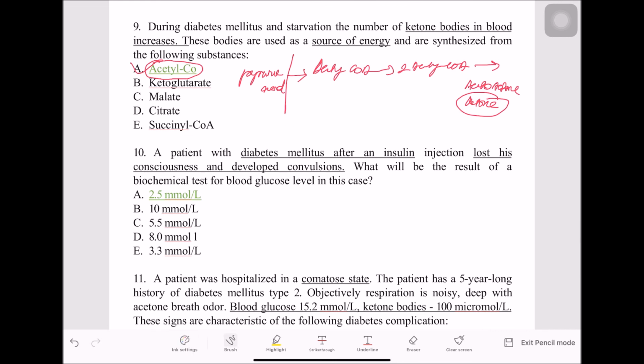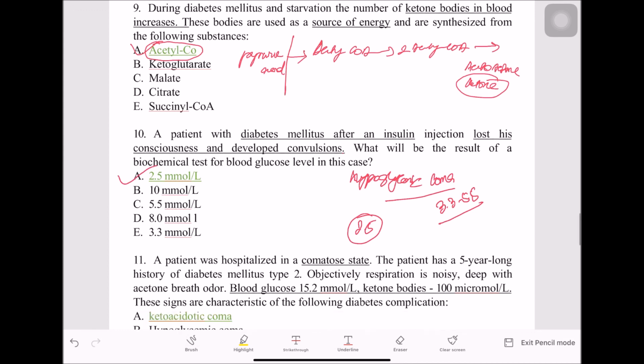The patient with diabetes mellitus, after an insulin injection, lost consciousness and developed convulsions. What will be the result of the biochemical test of blood glucose level in this case? After the insulin injection, the patient went into hypoglycemic coma. The normal level is 3.2 to 5.5. When the patient is going into coma, the level is as low as 2.5 millimole per liter.